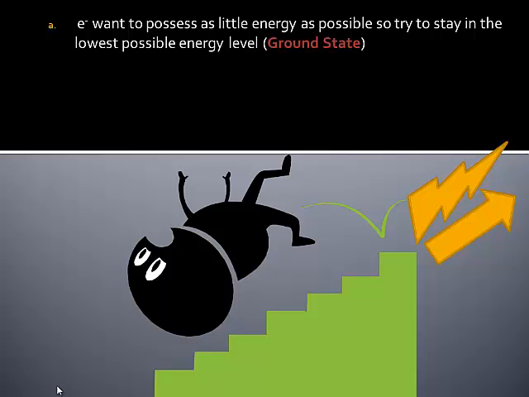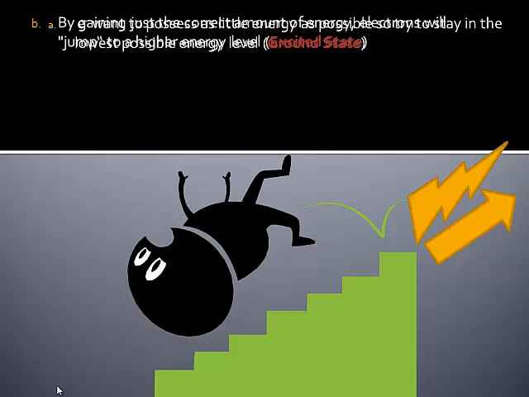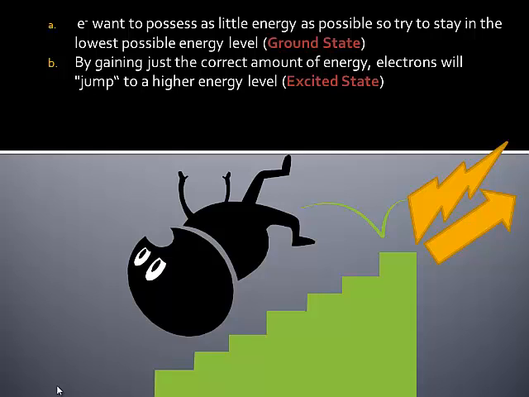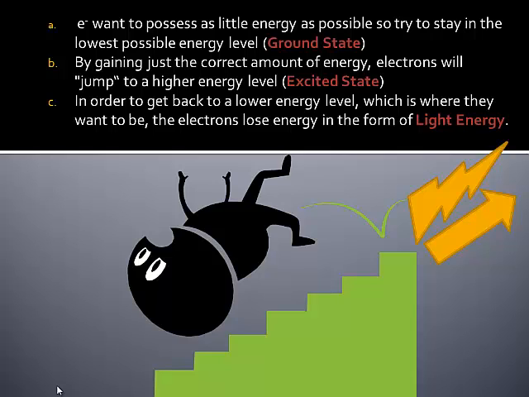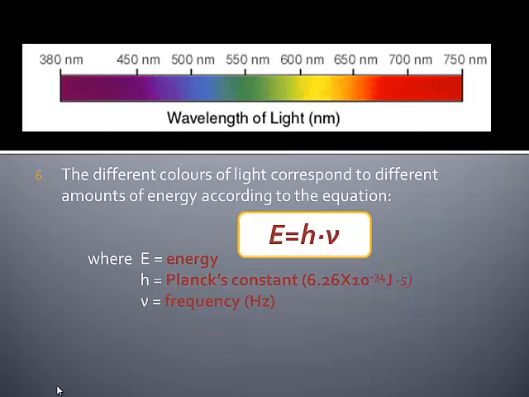Well, electrons ultimately want to possess as little energy as possible. So they try and stay in what's called a ground state, the lowest possible energy level. But if they gain a correct amount of energy, as we said, based on the temperature, electrical energy, or high energy electromagnetic radiation, the electrons can be caused to jump to a higher energy level, and we would call that an excited state. Now, in order to get back down to a lower state, because ultimately electrons want to possess as little energy as possible, they give that energy back off, and they do so in the form of light.